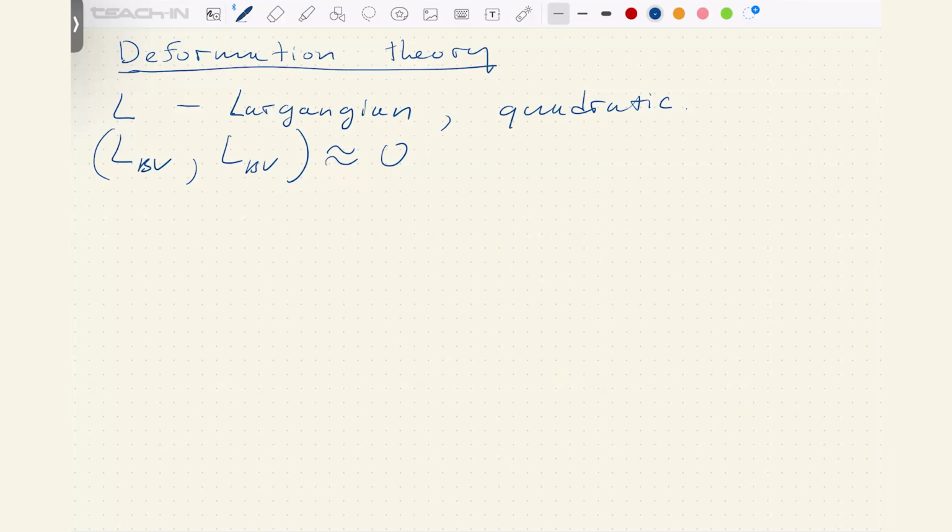Okay, so what are we looking for? We are looking for deformations. Let's call this guy L_0. What we are looking for is a deformation of our theory, which should look like this. It's L.